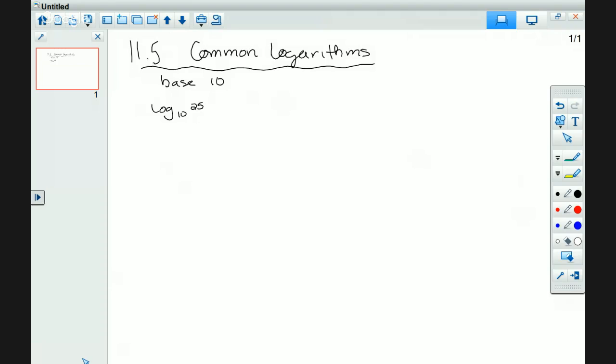The pH formula is, notice I didn't put a 10. If there's no number for a base, it's a 10. That's why we call it a common logarithm. We just call it a log. So no number means base 10. And this is the number of hydrogen ions.